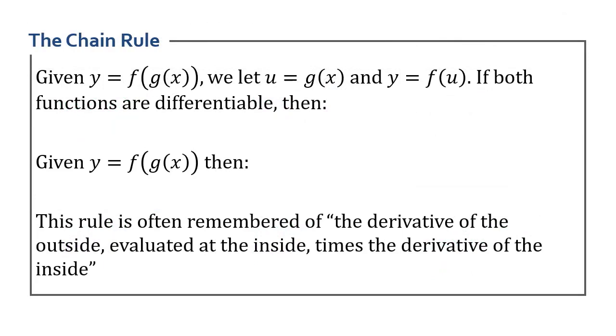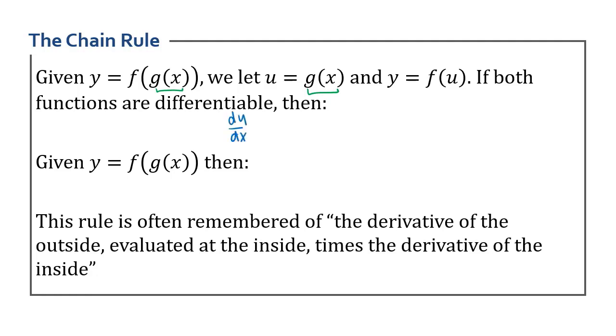All right, I think we're at a point where we can actually bring this chain rule in. So given y equals f of g of x, so we have a composition of functions, if we let u equal that inside function, and then we're letting y equal the function at that inside function, so f of u, not fu, f of u. If both functions are differentiable then, we can write this using Leibniz notation, so we'd get the derivative of y with respect to x.